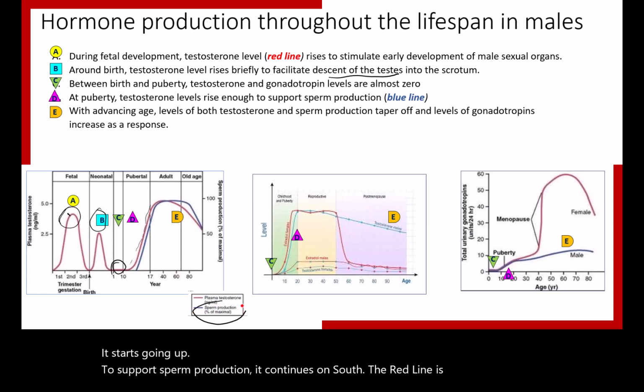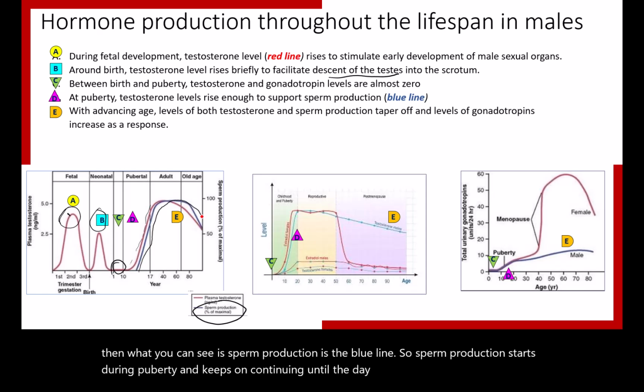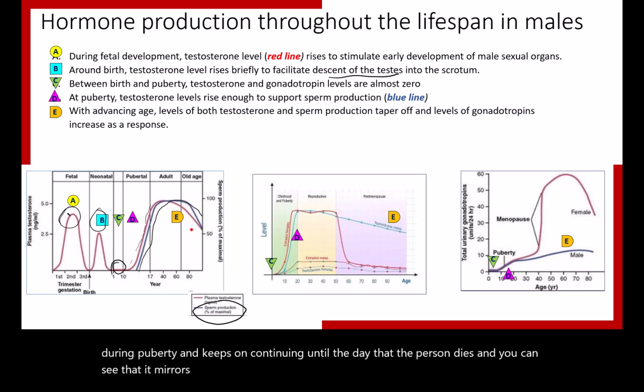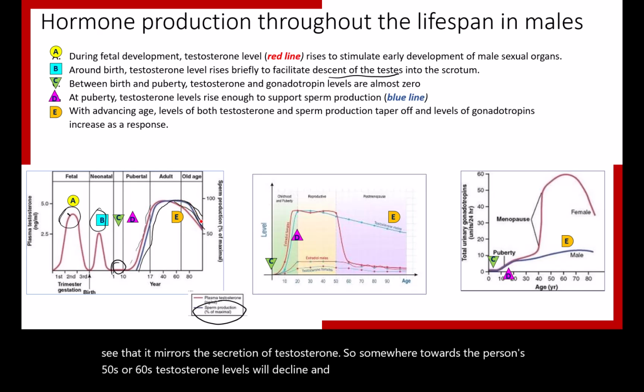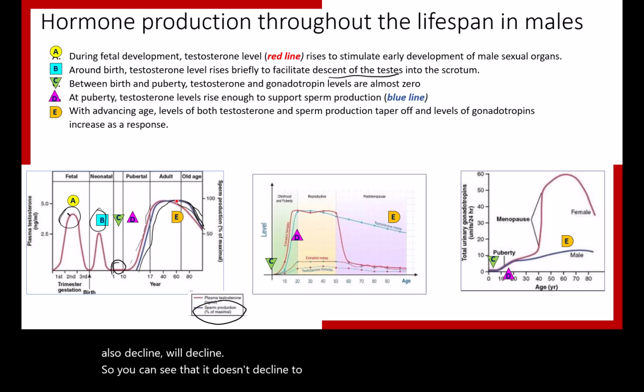And then what you can see is sperm production is the blue line. So sperm production starts during puberty and keeps on continuing until the day that the person dies. And you can see that it mirrors the secretion of testosterone. So somewhere towards the person's 50s or 60s, testosterone levels will decline. And then shortly after, sperm production will also decline. So you can see that it doesn't decline to nothing, it just gradually decreases.